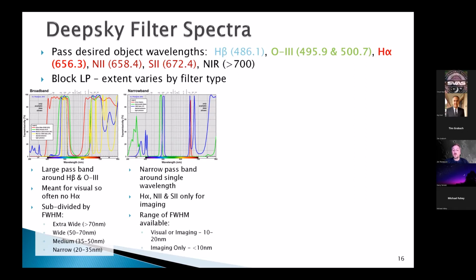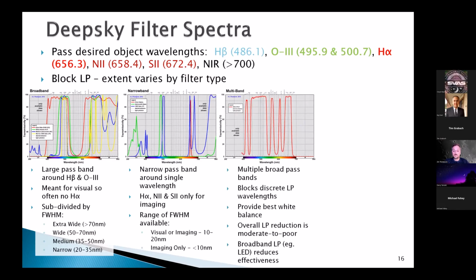The next major category is multiband. As discussed earlier, these filters pass multiple bands and tend to block specific wavelengths known to predominantly contain light pollution. Overall, their ability to block light pollution is moderate to poor, but they do a very good job at providing a nice color-balanced image. They are less effective around modern LED lighting due to their passing a lot of the blue part of the spectrum.